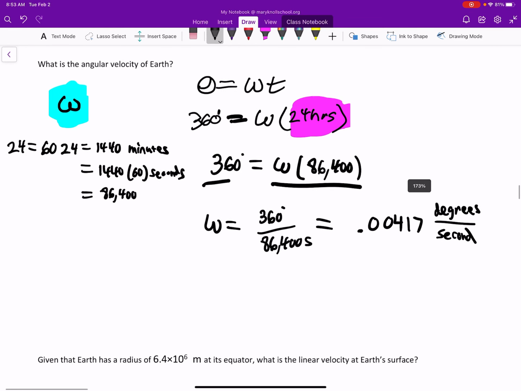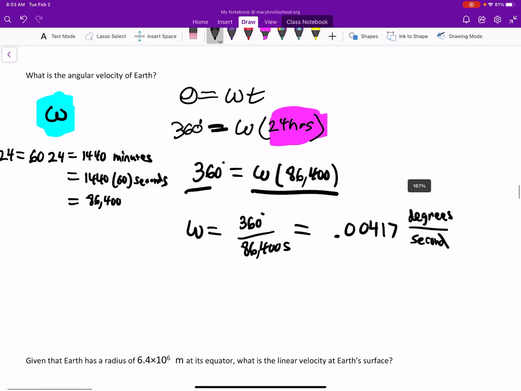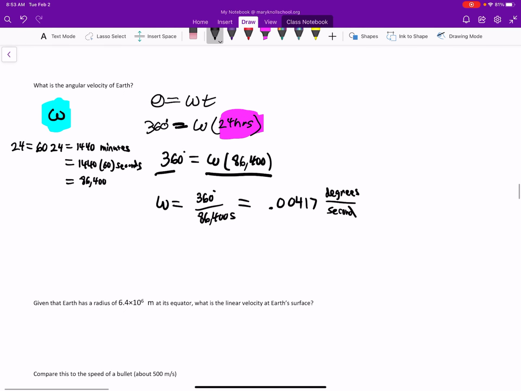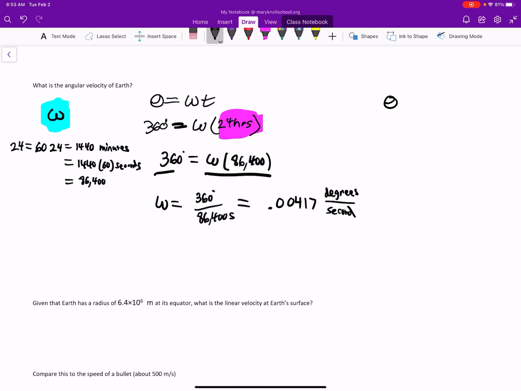Let's go ahead and try to find the angular velocity, but this time in radians. Okay, so theta equals omega t. So theta this time is going to be 2 pi radians, right? That's one time around, equals omega multiplied by 24 hours, but this time remember we can replace with 86,400. So 2 pi radians equals omega multiplied by 86,400.